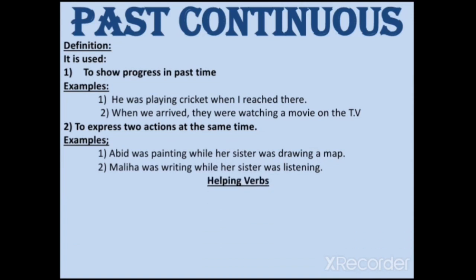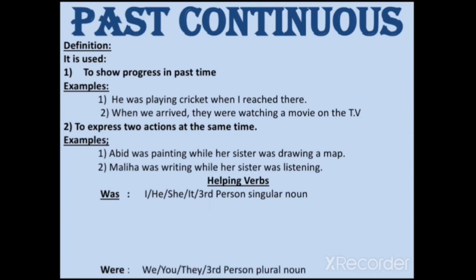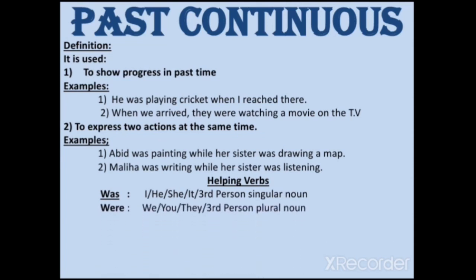So here come the helping verbs of past continuous. So students, for "was" we use I, he, she, it, and third person singular noun. And the second helping verb of past continuous is "were", and for "were" we use we, you, they, and third person plural. Okay students, now I move towards the formula of past continuous.